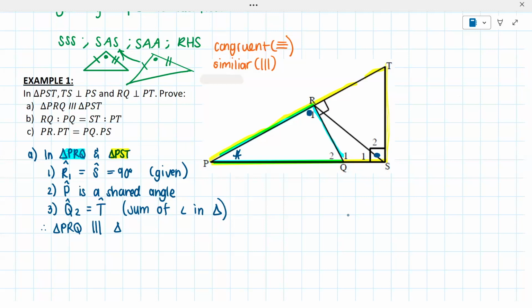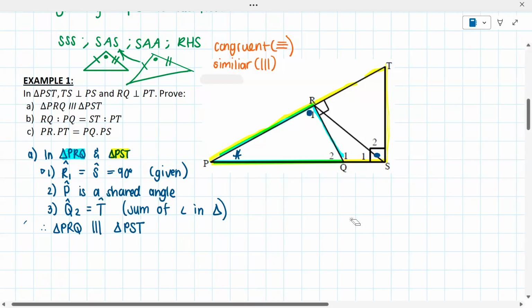Now, we have to get the order correct, because if we don't get the order correct, answering the next two questions is going to be like finding a needle in the haystack. Now, when I say we have to get the order correct, we have to make sure that the corresponding angles match up. So angle P was the same in both, so we can start with angle P. Angle R corresponded with angle S, so PS, and angle Q corresponded with angle T, so PST.